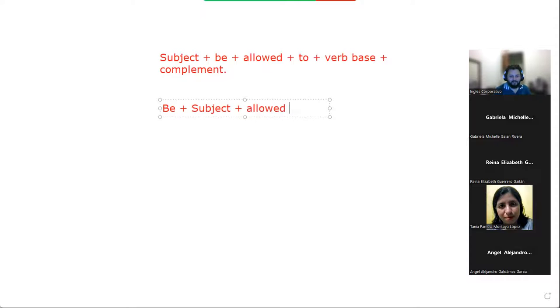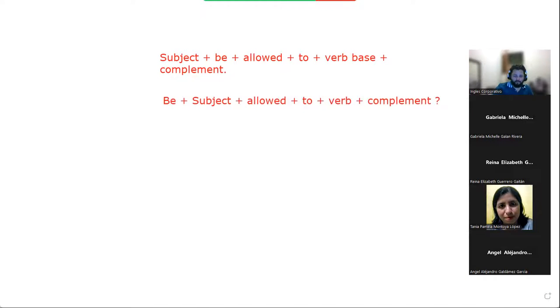Allowed, plus two, plus verb plus complement. Then you need a question mark, right? All right, so this is a structure for a question, if you want to use be allowed to.